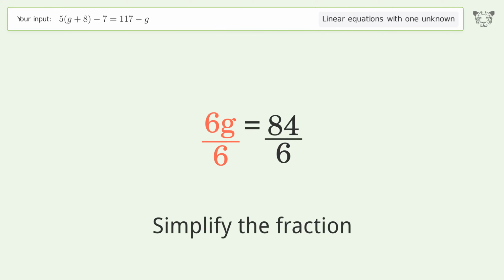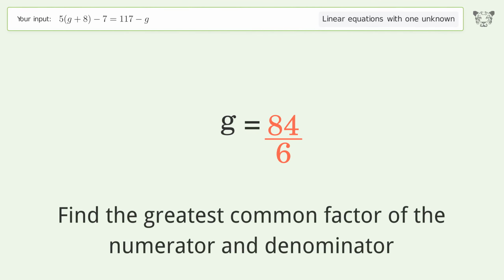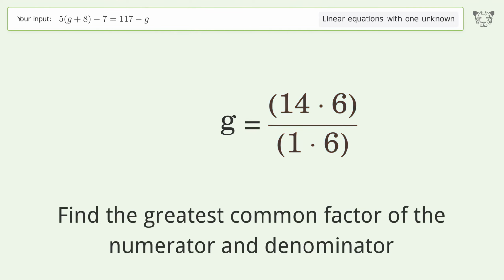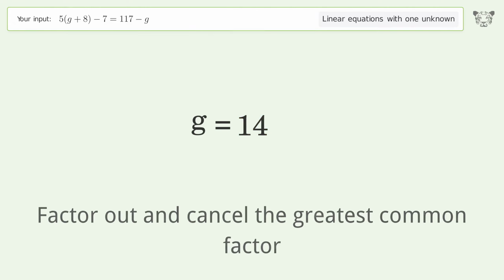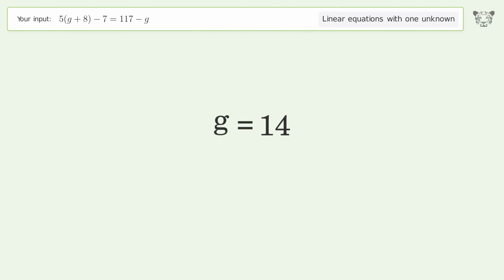Simplify the fraction. Find the greatest common factor of the numerator and denominator. Factor out and cancel the greatest common factor. And so the final result is g equals 14.